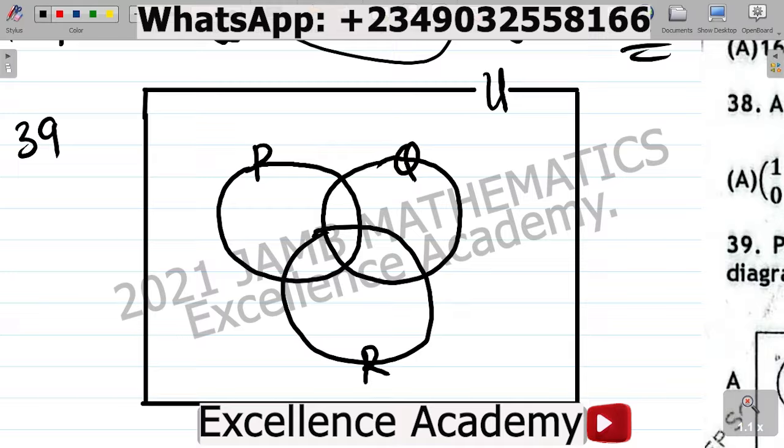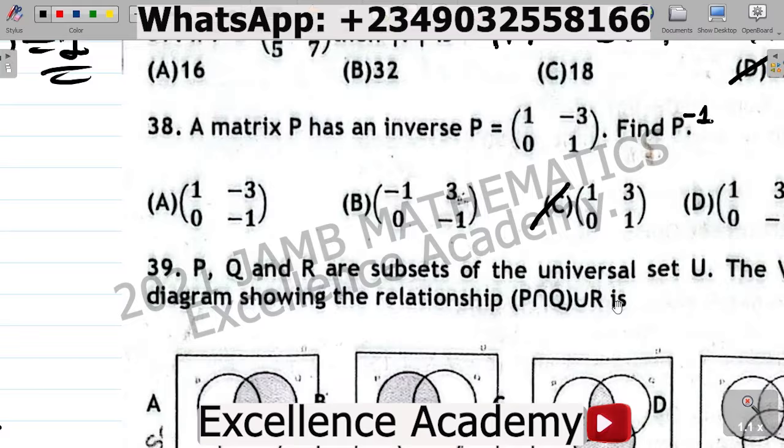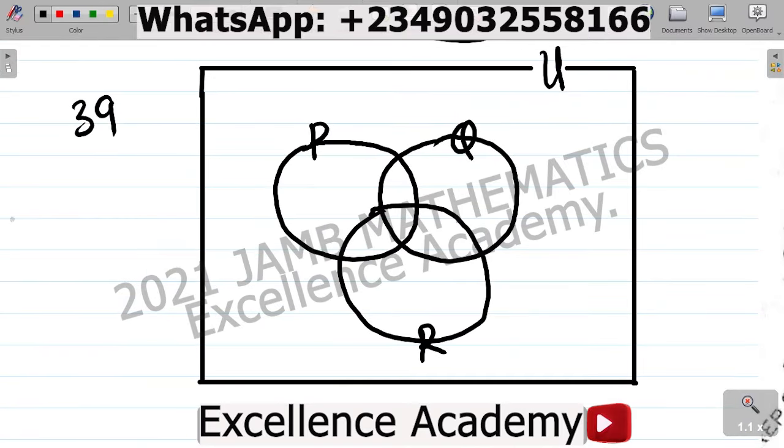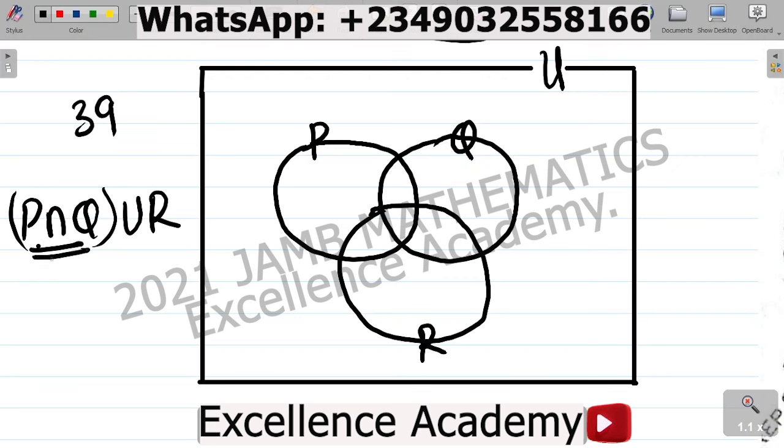Now we are asked to get the region that shades P intersection Q, in brackets, then union of R. Now, how do we do this? We'll start with the one in brackets. The one in brackets says P intersection Q. For P intersection Q, I will shade the region where P and Q meet. Let's call this A, B, C, D, E, F, G. Where do P and Q meet? Looking at this point, we can see that P and Q meet at B.